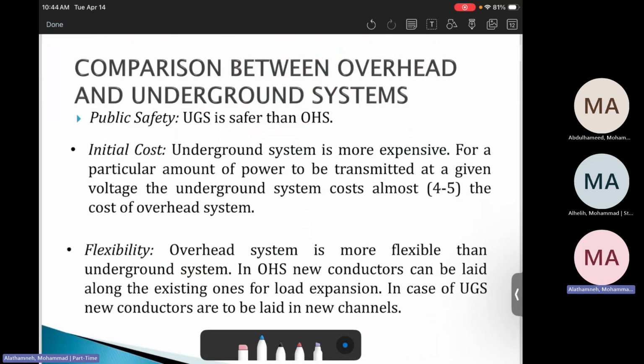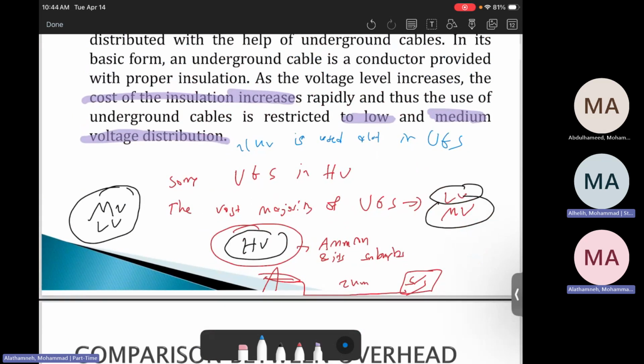Okay. Comparison between overhead and underground cables related to safety. Can I jump in? Yes. Why can we see sometimes entire cities that have underground cables, even though it's very expensive and sometimes hard to maintain if there's a problem in the line? What would be the incentive to do that?